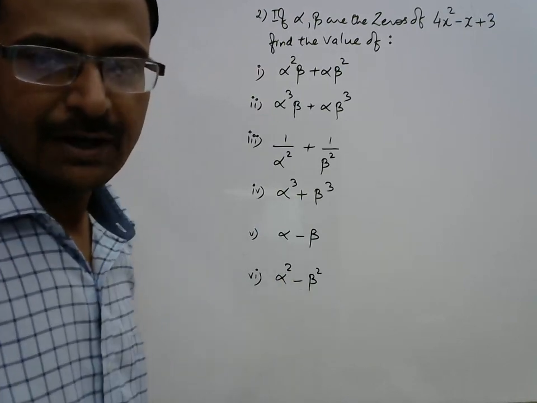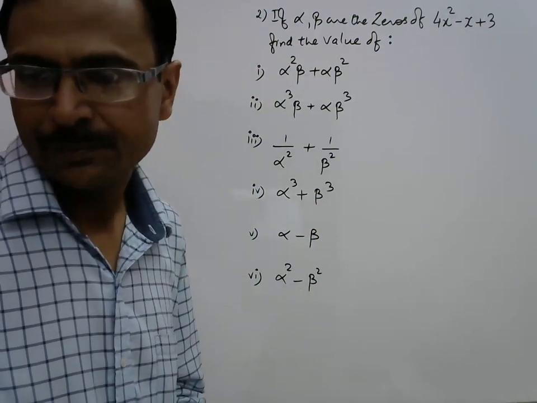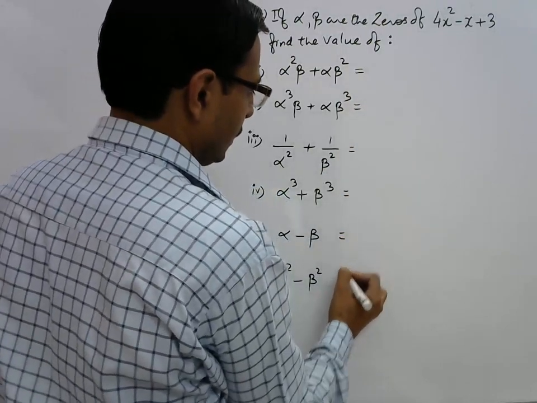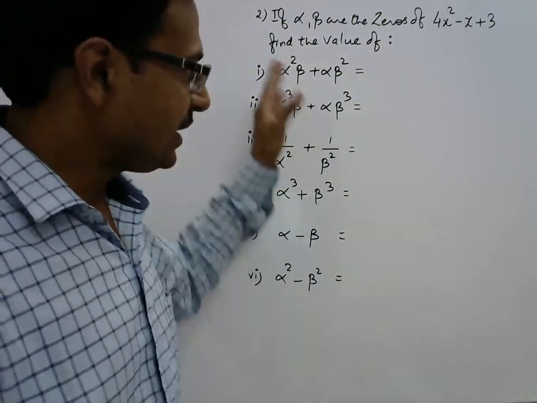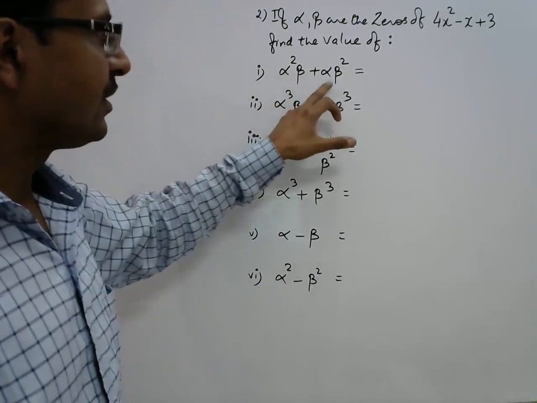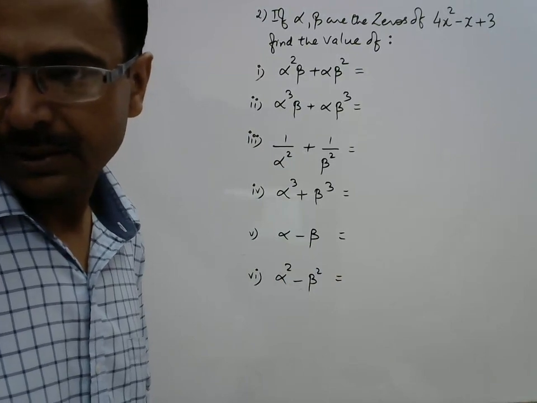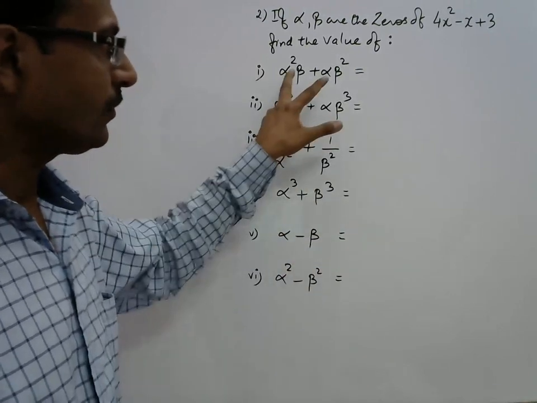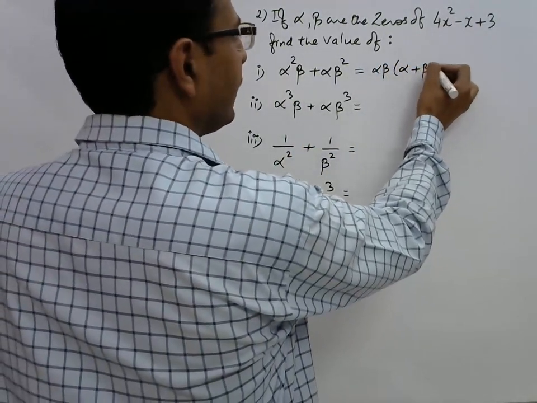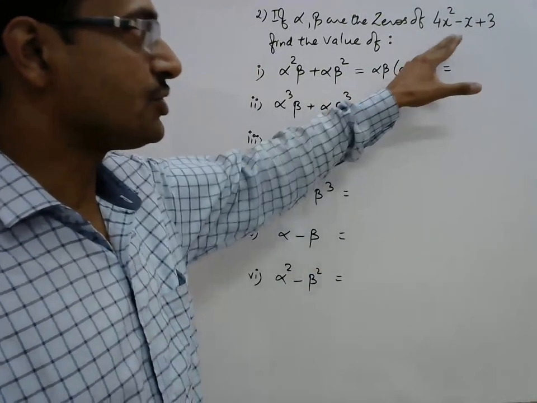Now see, the values of all these different expressions have to be calculated, and how you calculate all these values. See, if you know how to simplify these and bring it in the form of alpha plus beta and alpha beta, then things become very simple. Now, in this, alpha beta is common. So, we can take alpha beta common in the first part. So this is alpha beta and you get alpha plus beta. Now you can substitute the values of alpha plus beta and alpha beta, which will be obtained through the relationship.